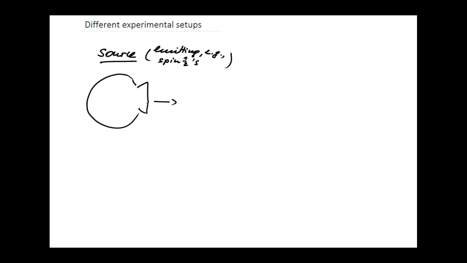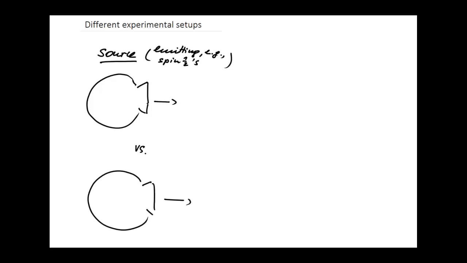So let me start with the first of these three reasons. Different experimental setups that correspond to the preparation of different states. Let us consider a source that emits quantum systems. For example, spin 1/2. So this is my source, and it's emitting spin 1/2. And I would like to consider two different scenarios.